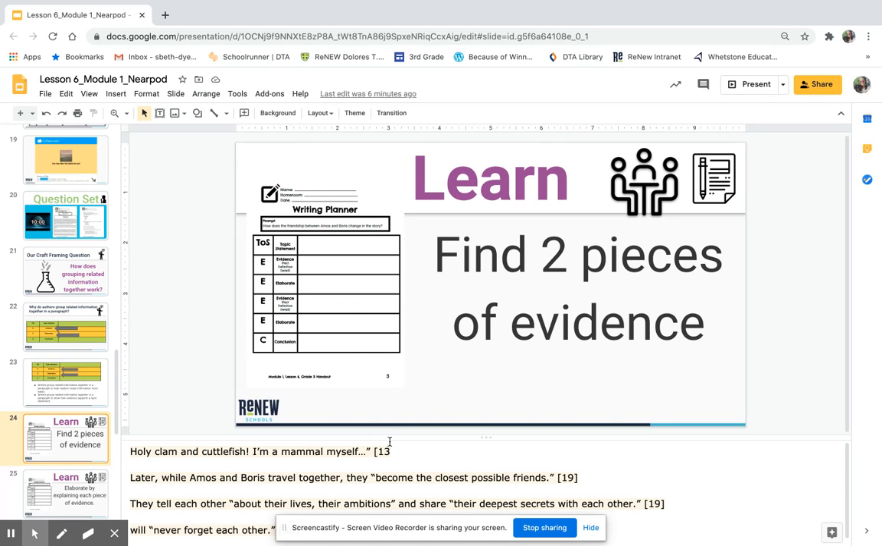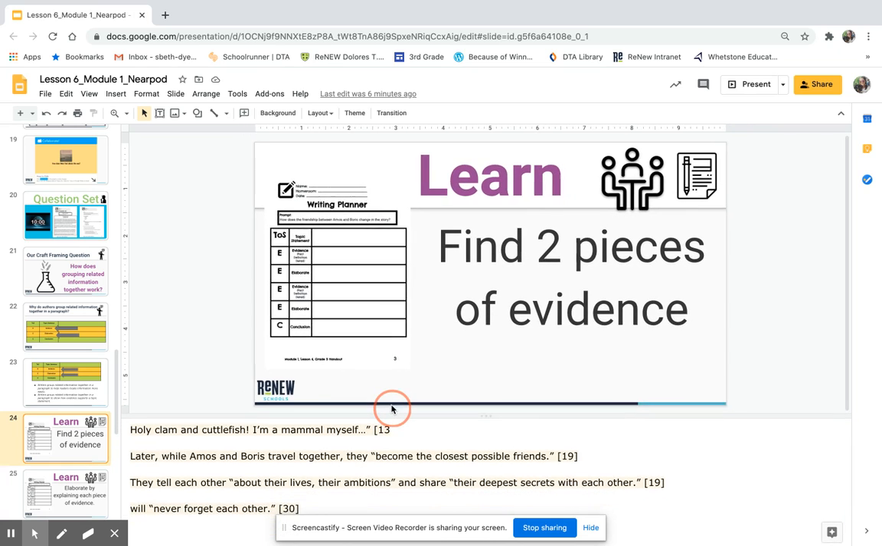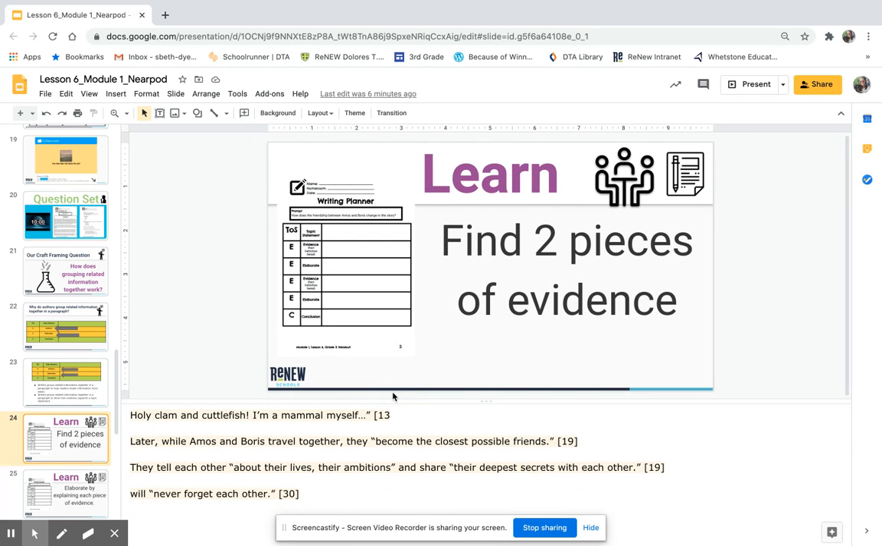Two pieces of evidence. Here are some examples of evidence you might find that proves Amos and Boris are friends. Page 13 says, "Holy clam and cuttlefish, I'm a mammal myself." Page 19 says, "Later, while Amos and Boris travel together, they become the closest possible friends." Also on page 19, it says, "They tell each other about their lives, their ambitions, and share their deepest secrets with each other." And then finally on page 30, it says that they will never forget each other.